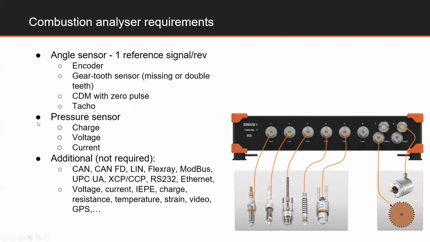We also support pressure sensors with direct charge inputs. So our amplifiers have direct charge inputs and can be connected directly to the instrument without any inline amplifiers. And this is, of course, a huge benefit if you want to do knocking detection or just see the raw signal without having any filters on it. We also support voltage output or current output if it comes from some preamplifier.